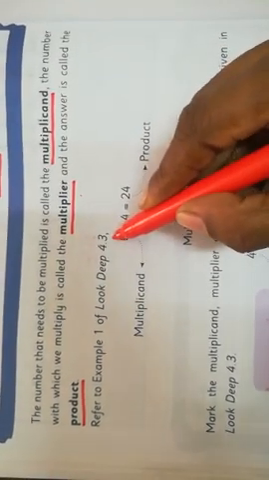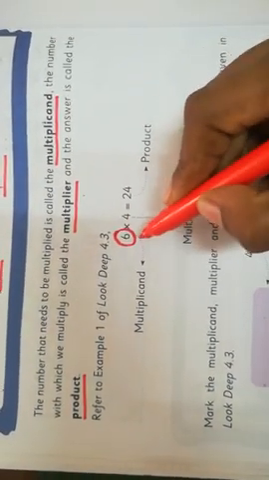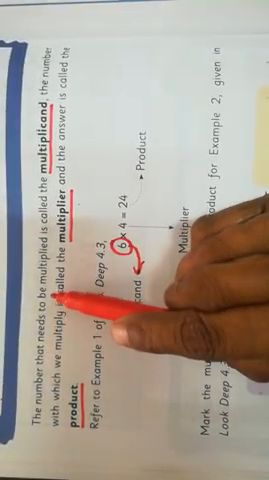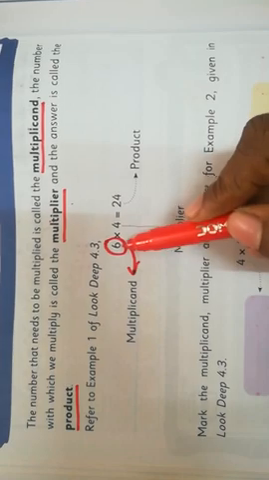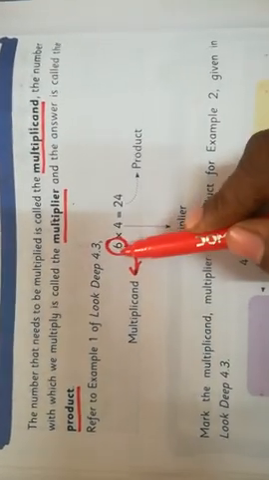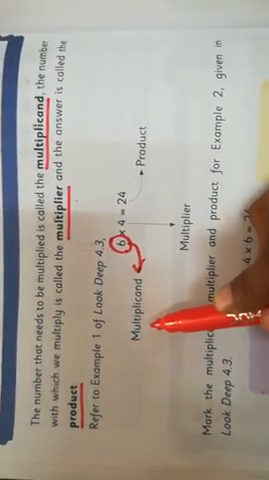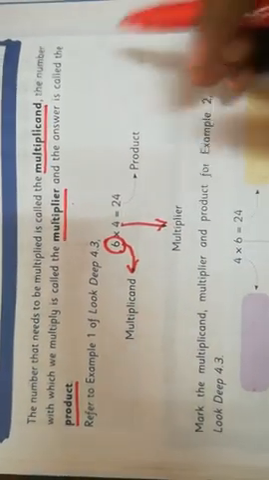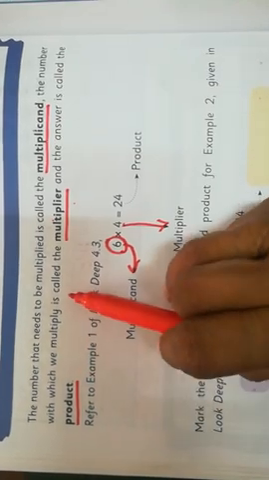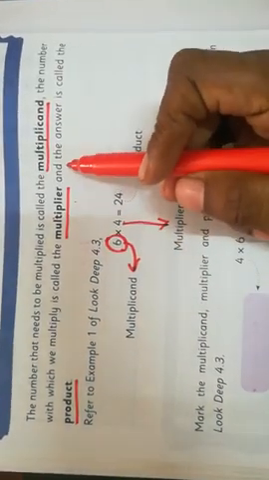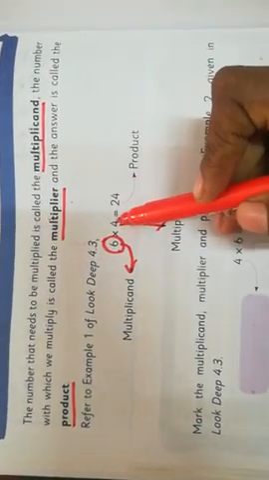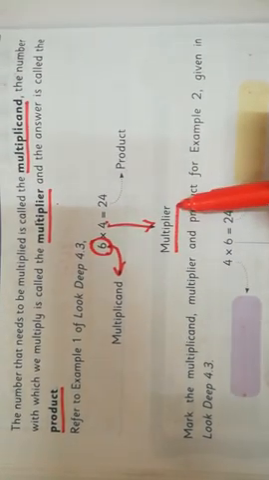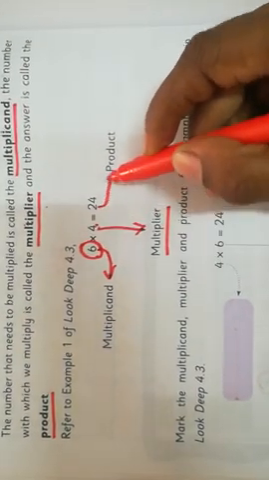See, the first number is called the multiplicand. The number that needs to be multiplied. We have to multiply the number with another number. It is called the multiplicand. Then the multiplier: the number with which we multiply is called the multiplier. We have to multiply the number with this, so we call this number the multiplier. The answer will be the product.